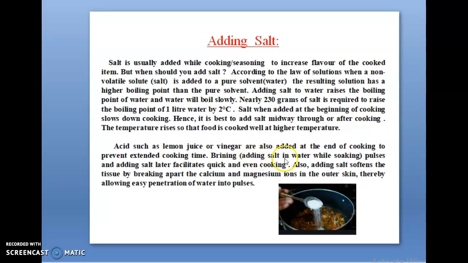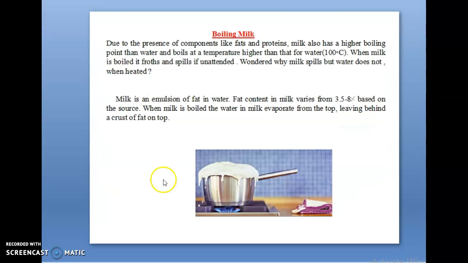Adding salt in water while soaking the pulses, and adding salt later, facilitates quick and even cooking. Also, adding salt softens the tissue by breaking apart the calcium and magnesium ions in the outer skin, thereby allowing easy penetration of water into pulses. Next one, boiling milk.